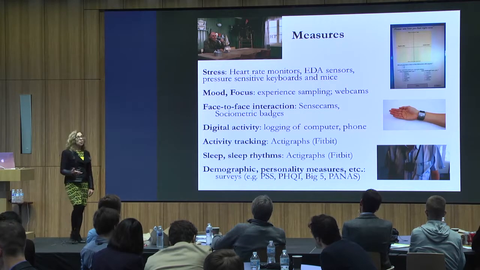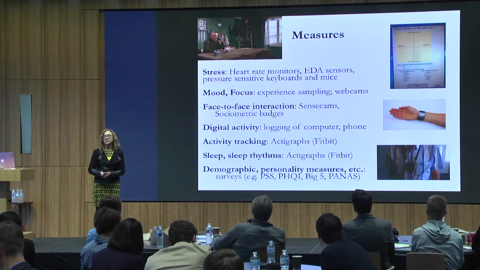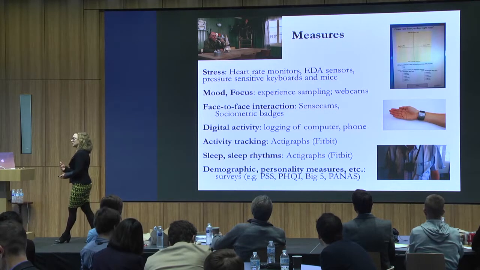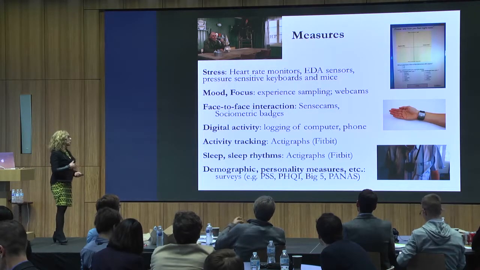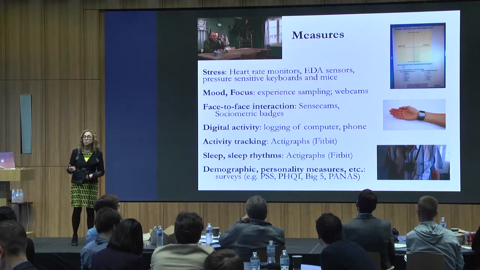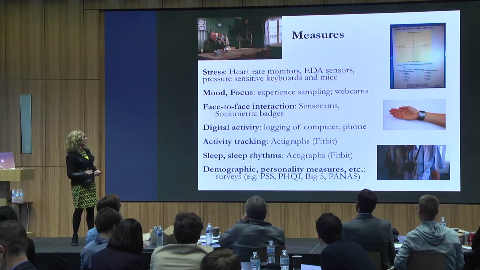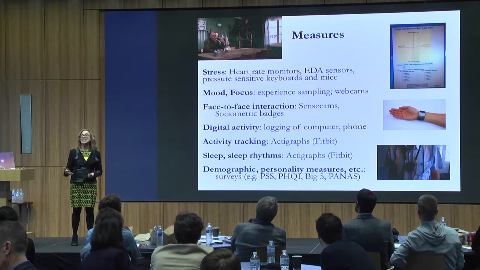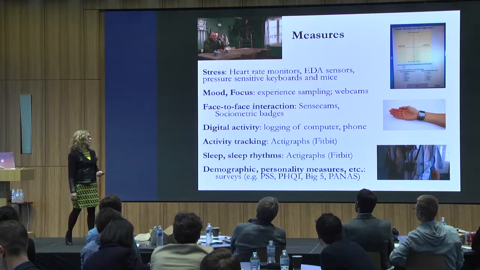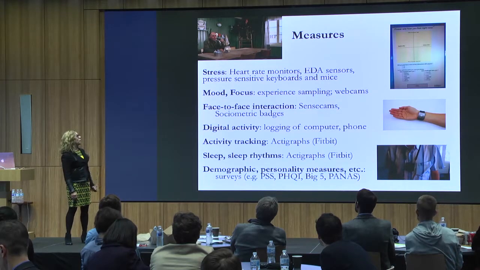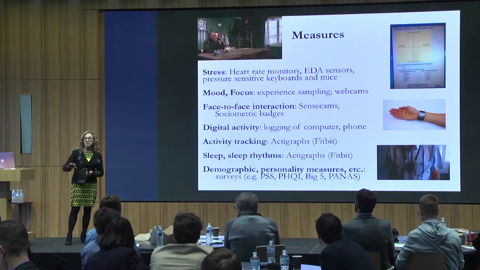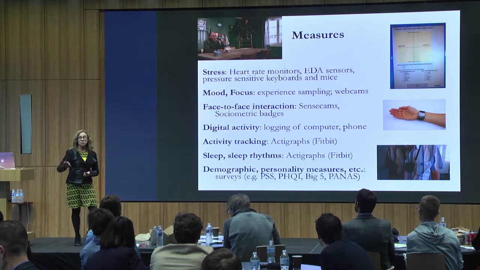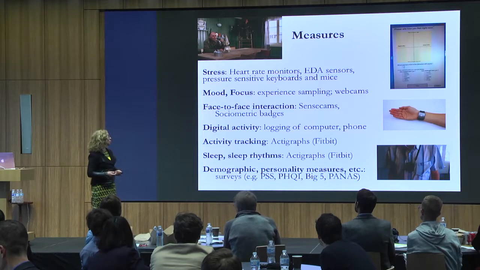So in our work, we use a range of different kinds of measures, and I'm just going to quickly go through some of these. We've measured stress through the use of heart rate monitors that provide a measure called heart rate variability. We've used EDA sensors, electrodermal activity sensors. We're now beginning to use pressure-sensitive keyboards and mice because these are unobtrusive. This is what people use in the natural course of their work.